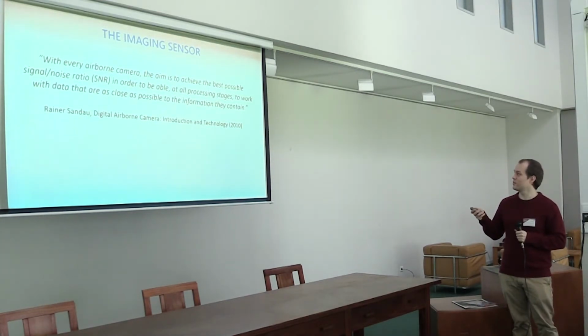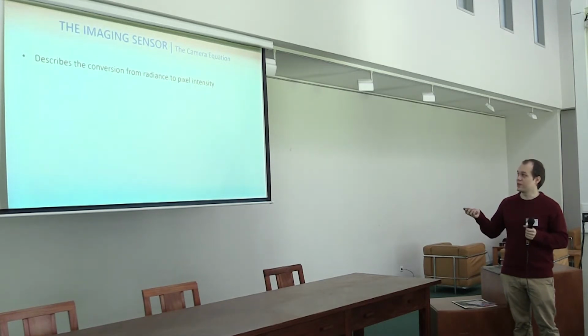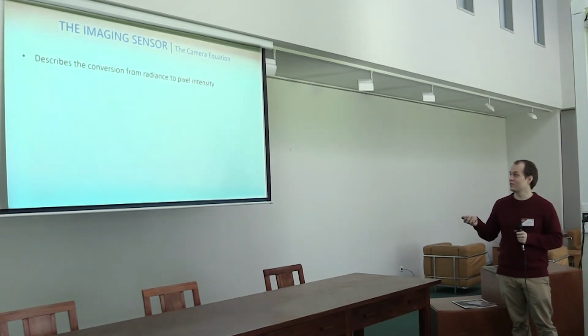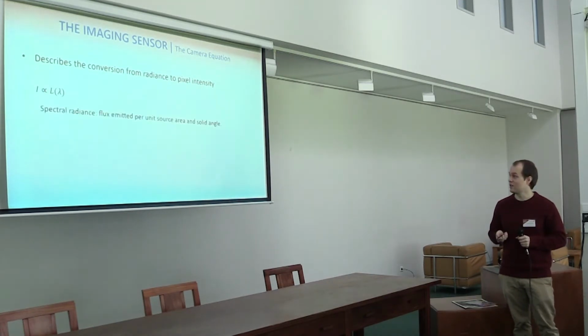With every airborne camera, the aim is to achieve the best possible signal-to-noise ratio, in order for the processing to work with data that are as close as possible to the information they contain. So, as good a signal as possible. There's the camera equation, where you can see how the different camera parameters influence this conversion from radiance to pixel intensity in the camera, like the image that you get out.